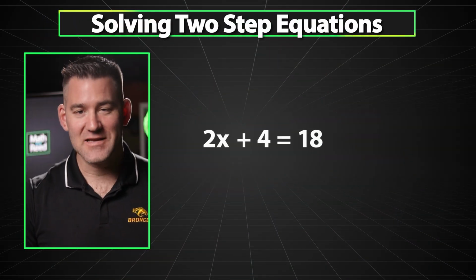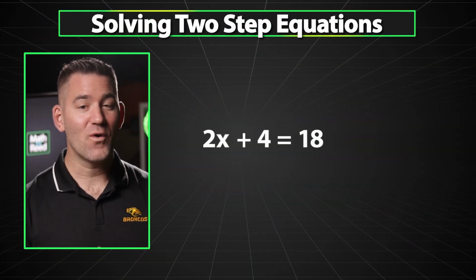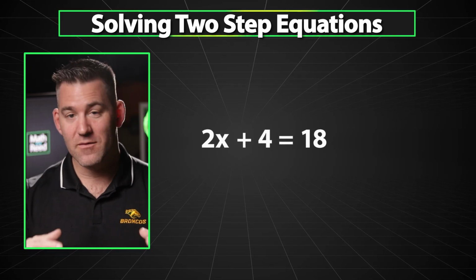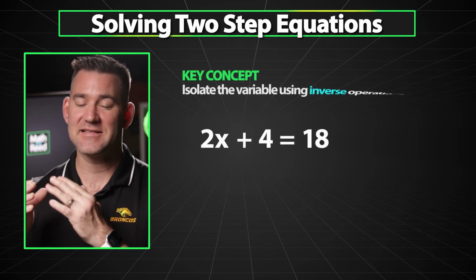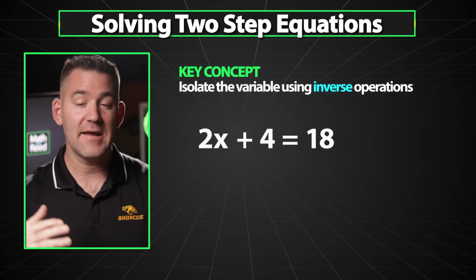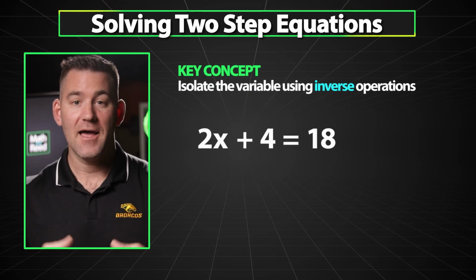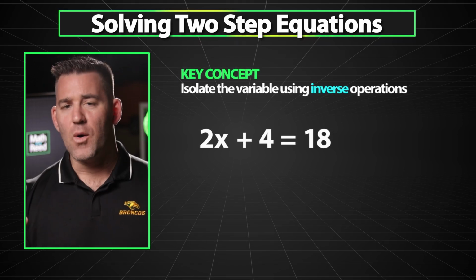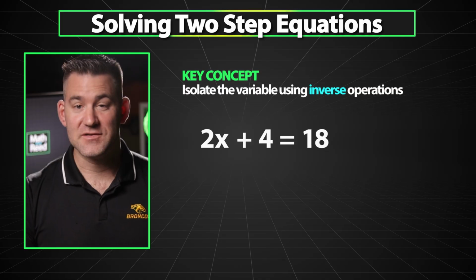Here we have our first example, 2x plus 4 equals 18. Now, to solve equations in general, remember the goal is to get x by itself. We want x equals something. But right now, we have a couple of things hanging out with x, the 2 and the 4. So, which number shall we get rid of first?